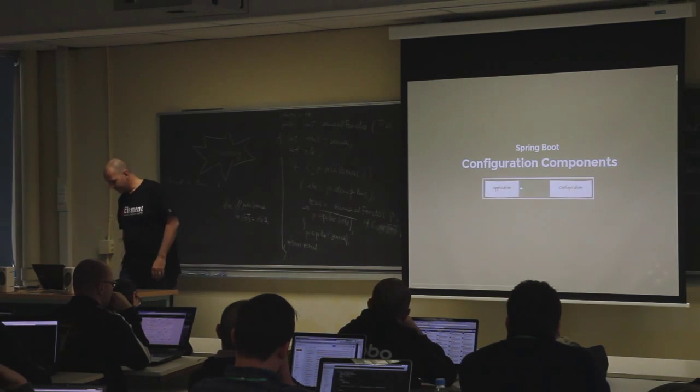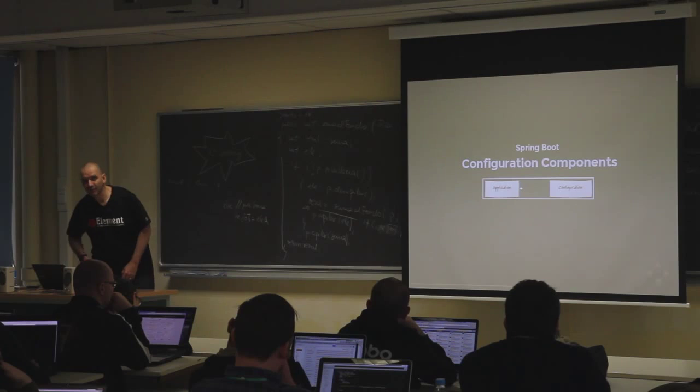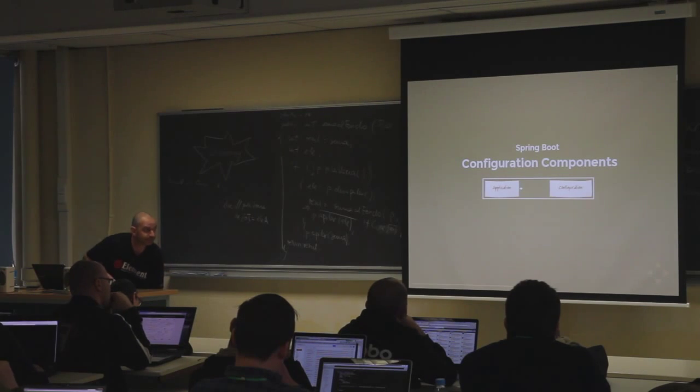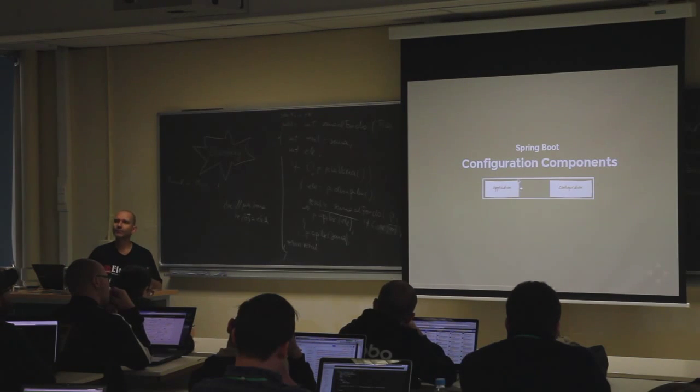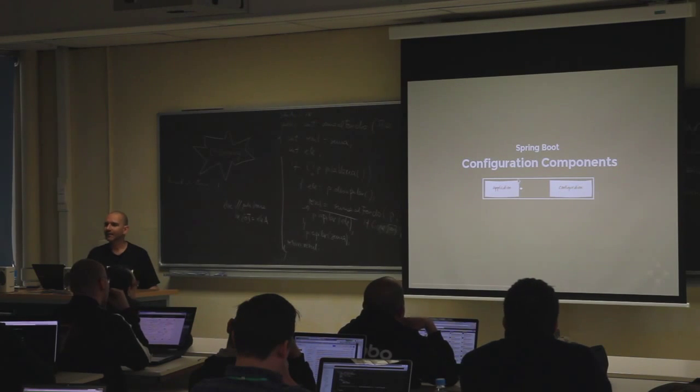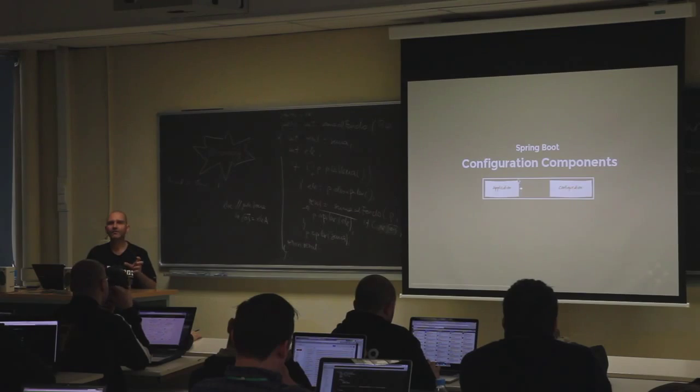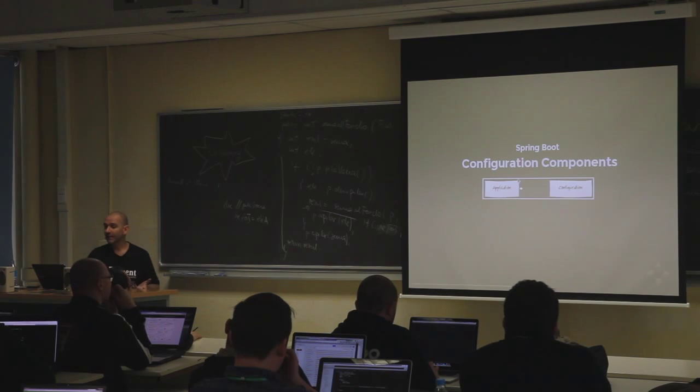Right, so let's take a quick look at some of the components that we're going to be using. Firstly, our basic starting point for every application is an application class. This is where our public static void main is going to live. That's our bootstrap for our application. An application can also have 0 to many configuration classes.